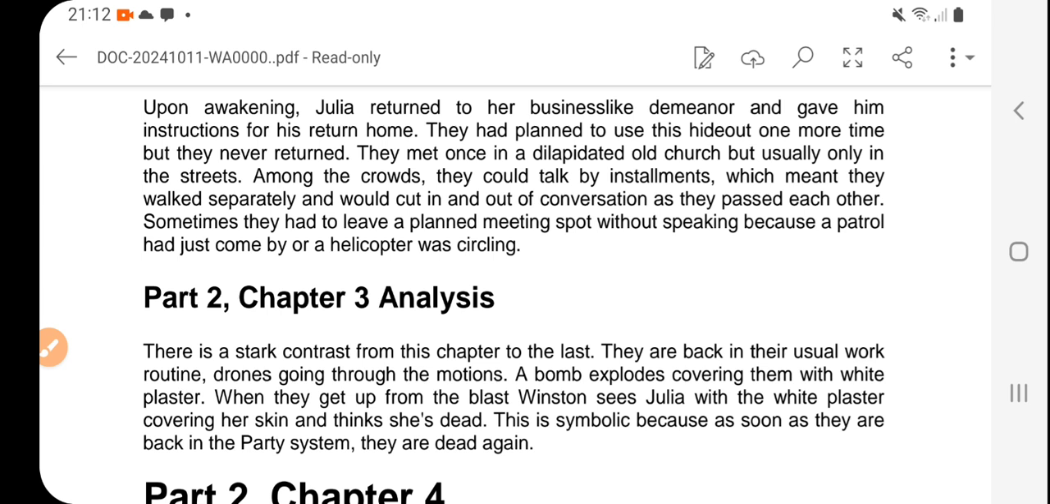So in chapter 3 we find that after meeting, Julia and Winston are being separated, and they have to behave in a very balanced way. When they are in public, they will not acknowledge each other, they will talk less, and their conversation is very limited. Sometimes they drop a planned meeting without speaking because there is patrolling, there is a helicopter circling, and they know that it's not possible to meet.